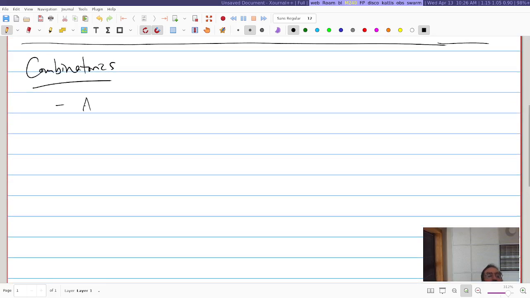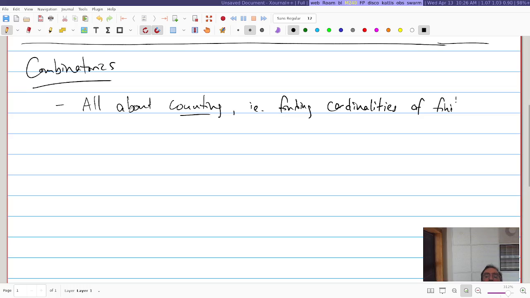So it's all about counting. Or another way to say it is finding the cardinality of finite sets. Like maybe you're given some set, or you're given a description of a set, to figure out how big it is.